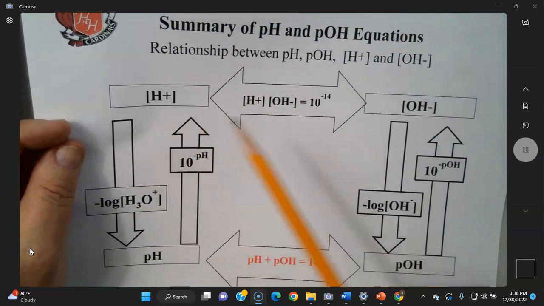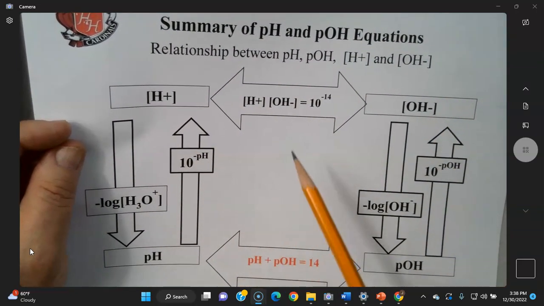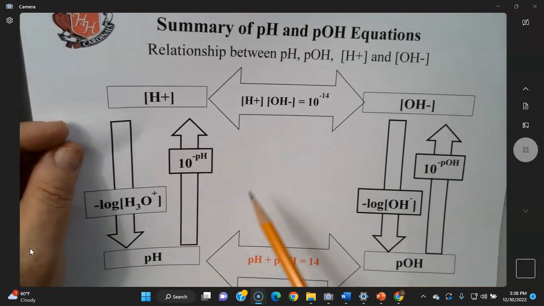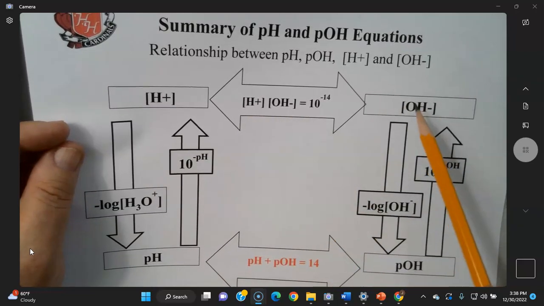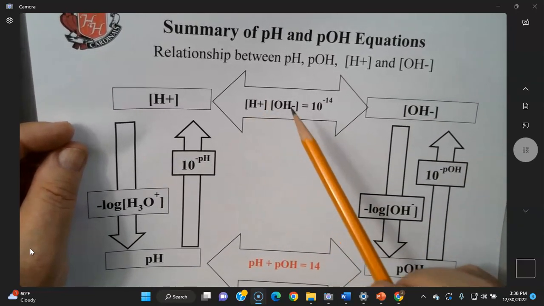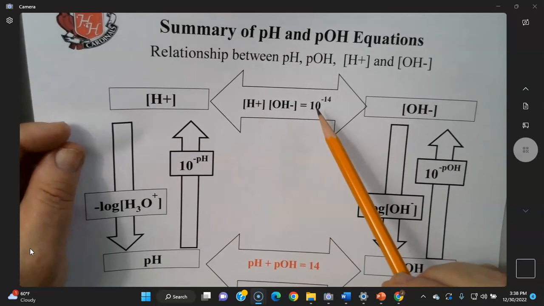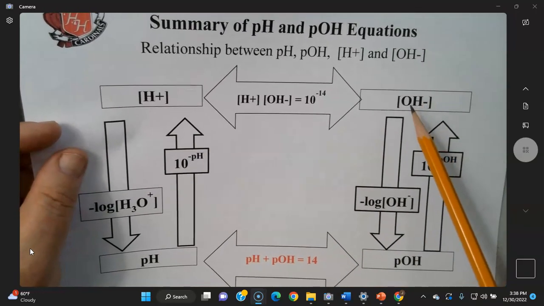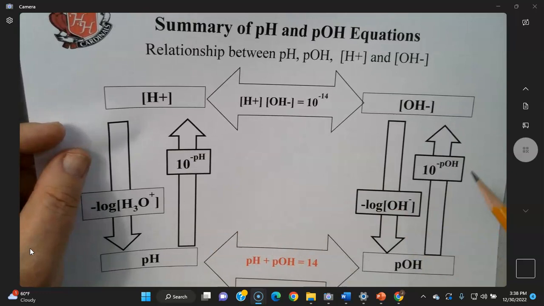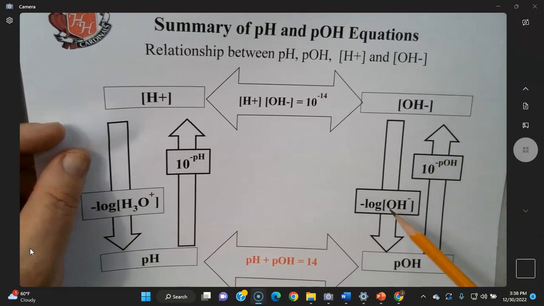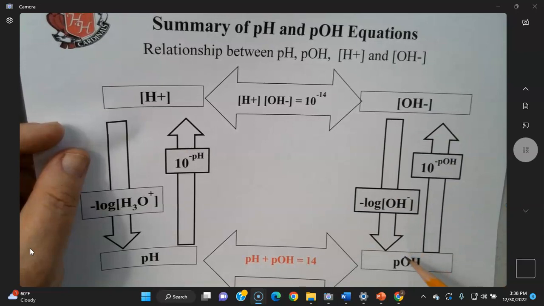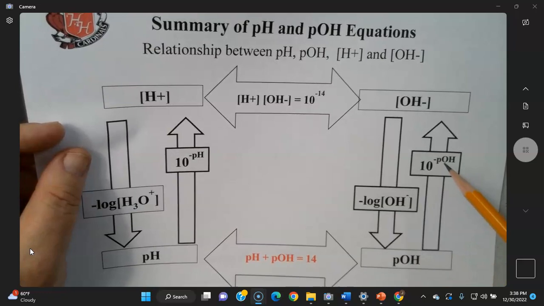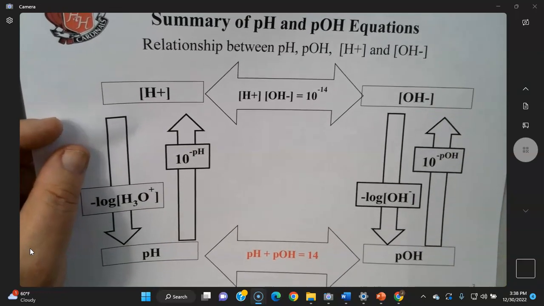If you want to get from hydronium ion to hydroxide ion, then there's a relationship: hydronium times hydroxide ion equals 10 to the minus 14th. So if you knew hydronium and you wanted to find out hydroxide, you would simply say 10 to the minus 14th divided by hydronium, and that would give you hydroxide. Getting from hydroxide to pOH is the same as over on the pH scale. You take negative log of the hydroxide ion concentration to get the pOH, and you take 10 raised to the minus pOH power, whatever that number is, to get hydroxide ion.